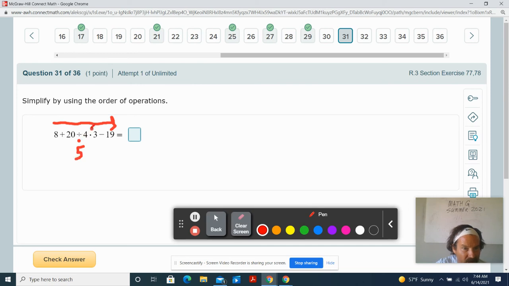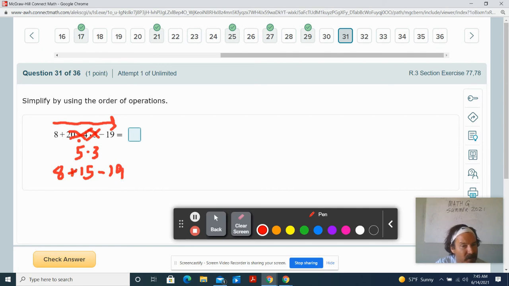Okay, so now this is gone. I just made that equal to 5. Now I have 5 times 3. Well, 5 times 3 is 15. Okay, so now this is gone. So I've done everything here, and now I have this problem left to do. 8 plus 15 minus 19.